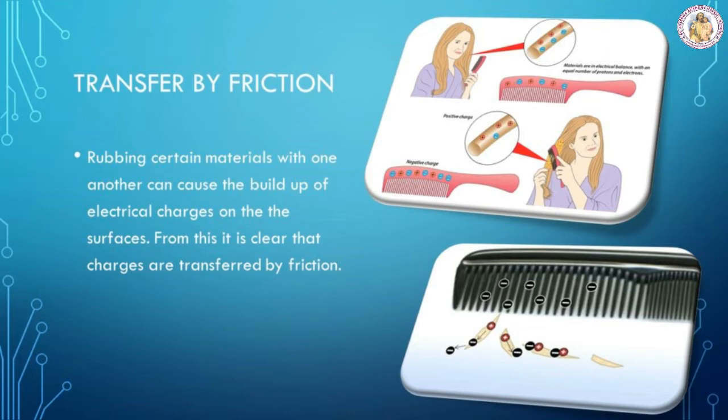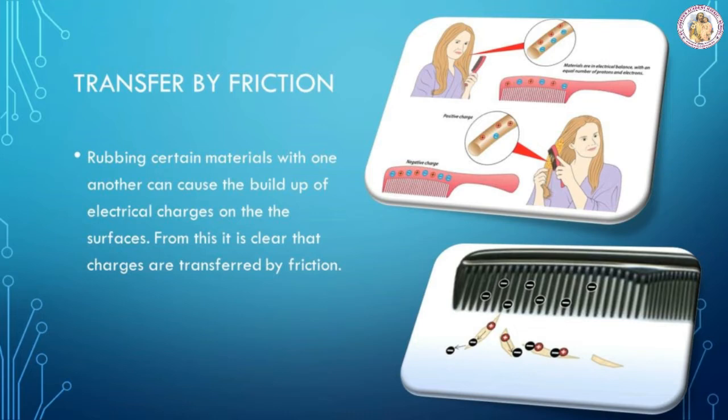See, comb rubbed with hair gains electrons from the hair and becomes negatively charged. These electrons are accumulated on the surface of the comb. When a piece of paper is torn into bits, positive and negative charges are present at the edge of the bits. Negative charges in the comb attract positive charges in the bits. So, the paper bits are moving towards the comb. While combing hair, charges are transferred from the hair to comb due to friction.